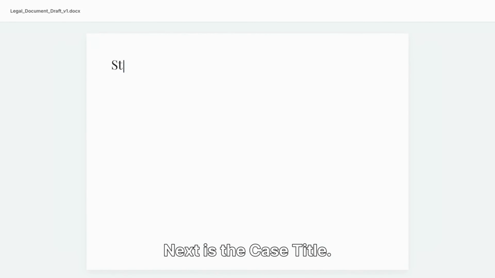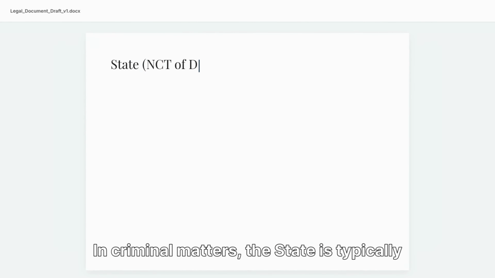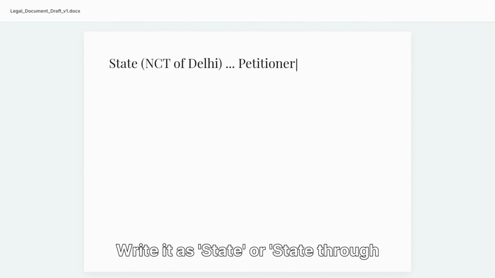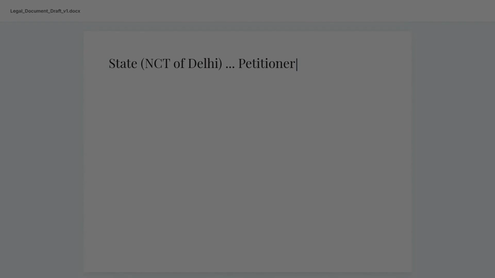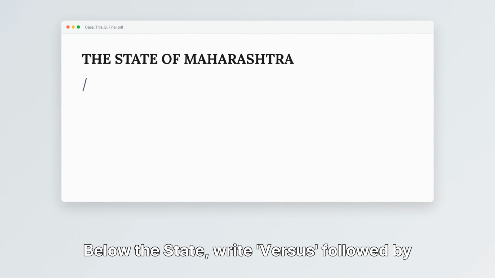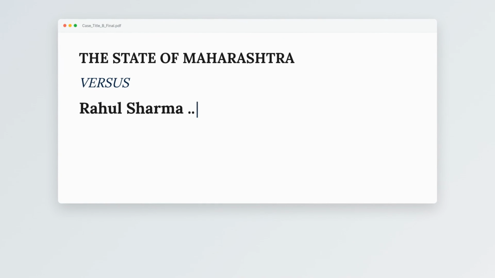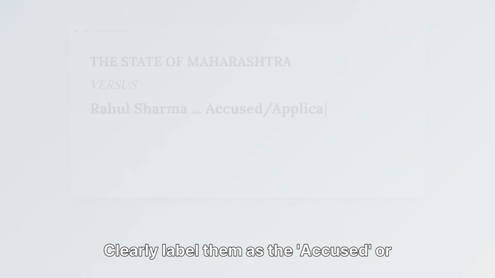Next is the case title. In criminal matters, the state is typically the petitioner. Write it as state or state through the concerned police station. Below the state, write versus followed by the name of your client, the accused. Clearly label them as the accused or applicant.